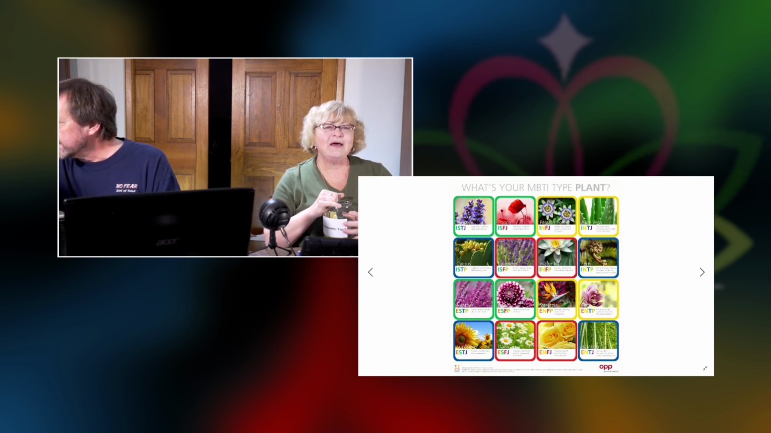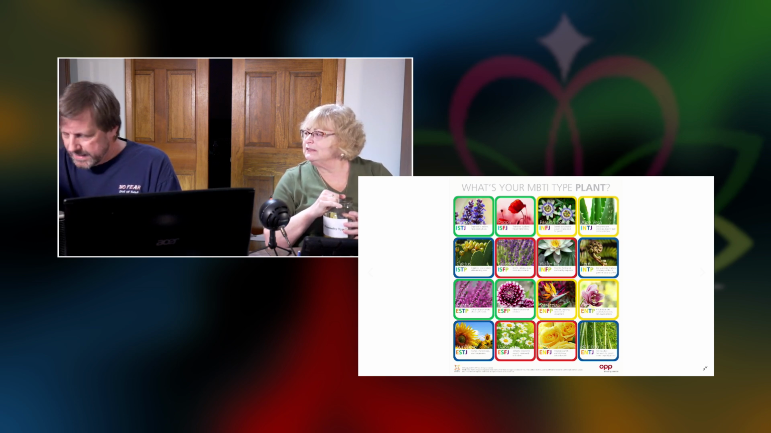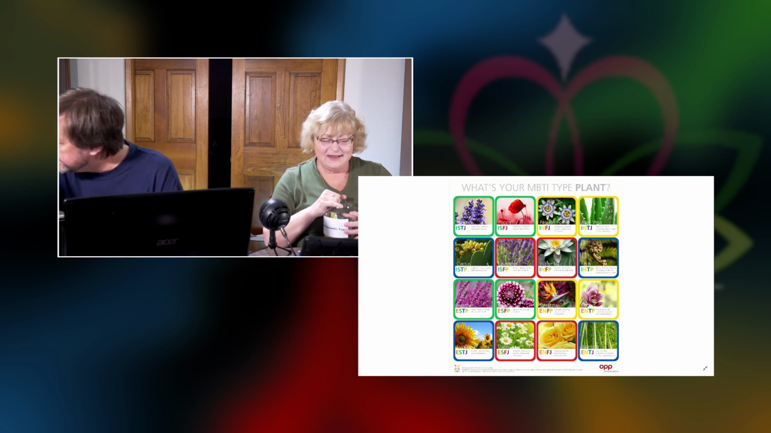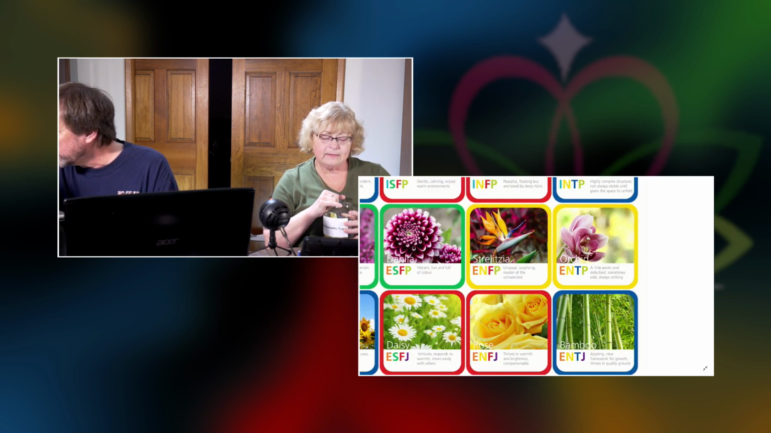So what's that plant you have? I think Rob had this spider plant that would not die. Right? ENTJ. Here he is, all the way down in the corner here.